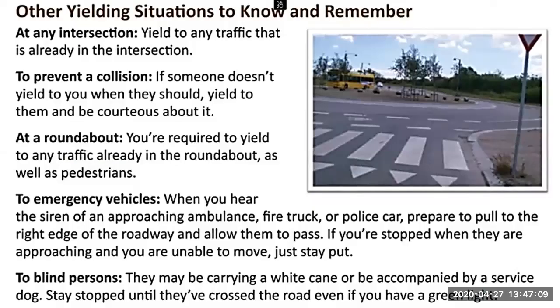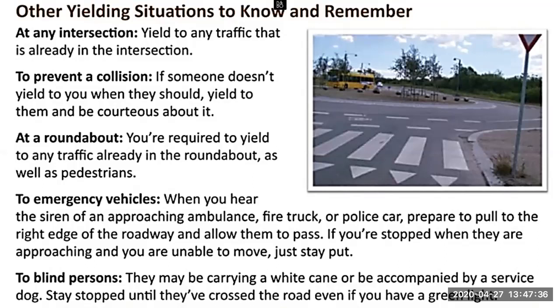Okay, so in our driver's guide, we have some things that we need to know and remember, and then these will become part of our strategy. So at any intersection, yield to any traffic that is already in the intersection. So if someone's already in it, we must yield, which means that we are slowing or stopping so that we basically do not collide with each other, right? We're also going to yield to prevent a collision, okay?